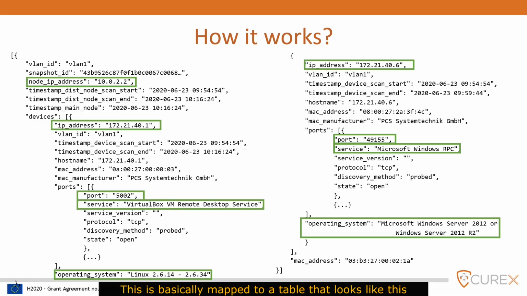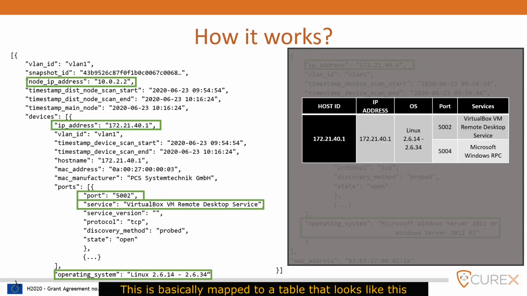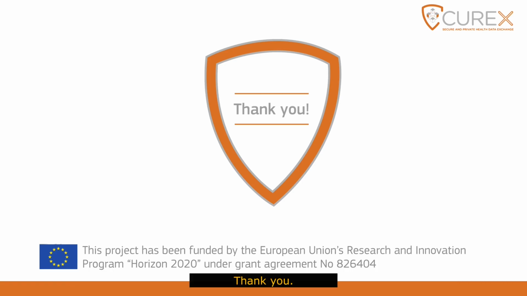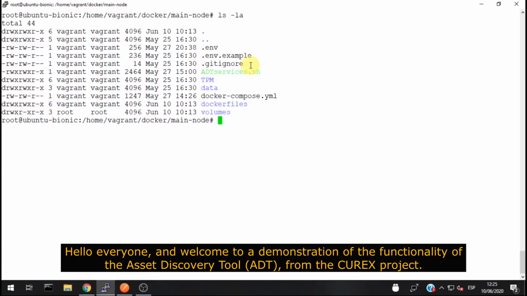This is mapped to a table that looks like this, and it is the input to other tools, like in this case the VDM. So this is basically the input and the output of the ADT. In the next video, we are going to show how the ADT works in general, showing all the functionalities. Thank you.